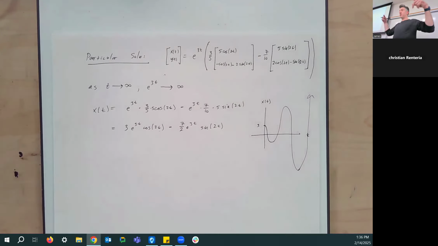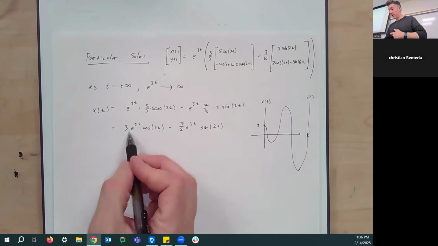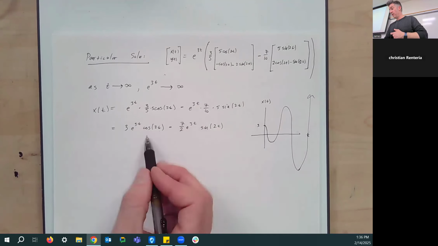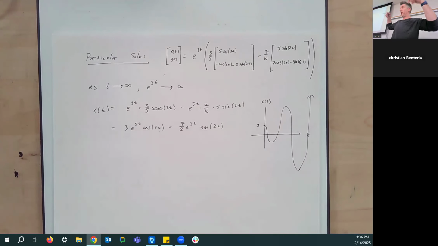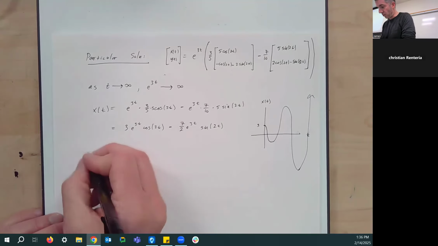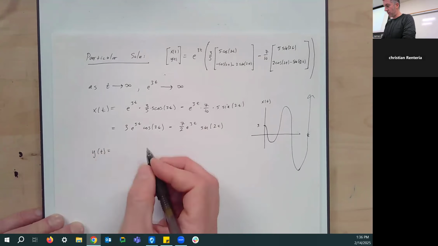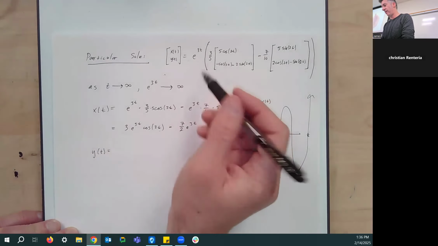Because as time goes on and on, this value gets bigger and bigger, and these two values bounce back and forth between 1 and -1. The similar thing is true for y of t. y of t is also going to do the same sort of thing. If we simplify this a little bit, y of t is even worse.